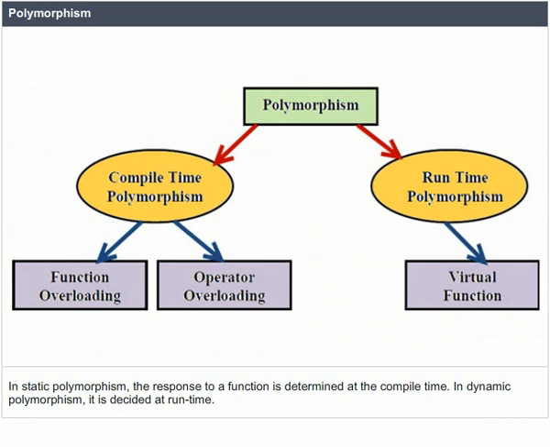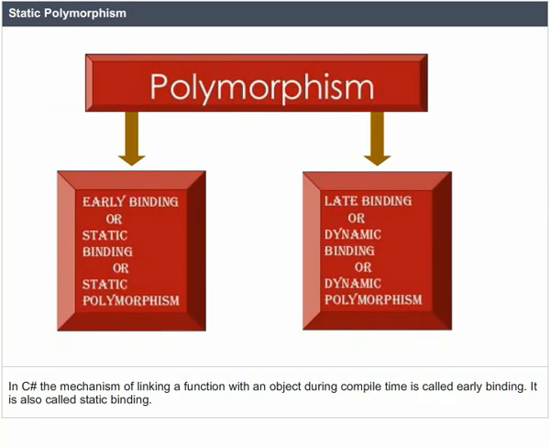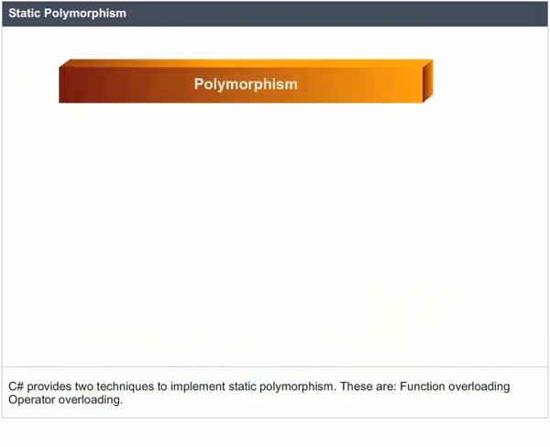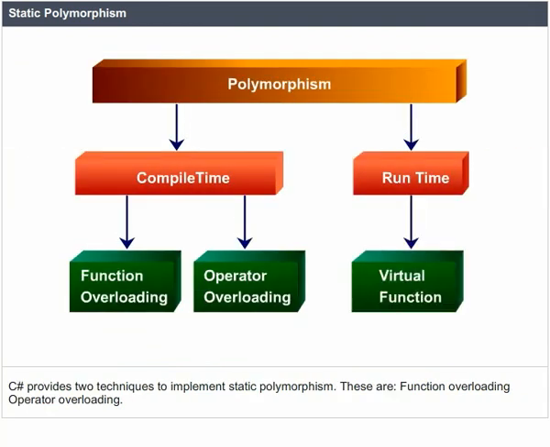Static polymorphism. In C#, the mechanism of linking a function with an object during compile time is called early binding. It is also called static binding. C# provides two techniques to implement static polymorphism. These are function overloading and operator overloading.